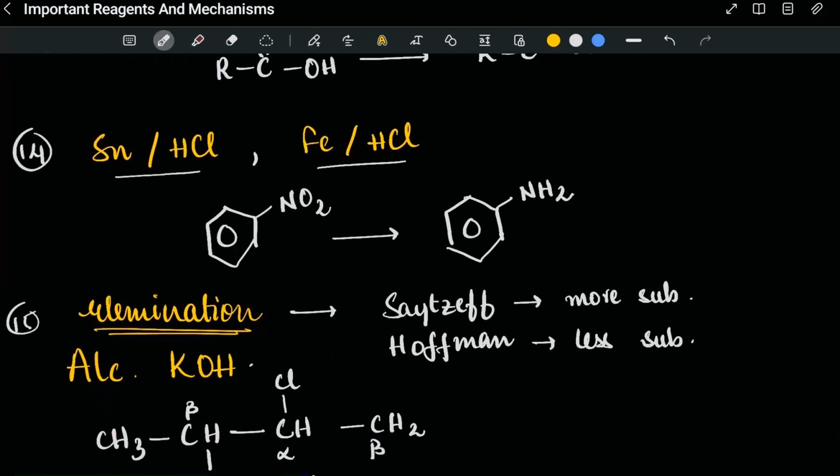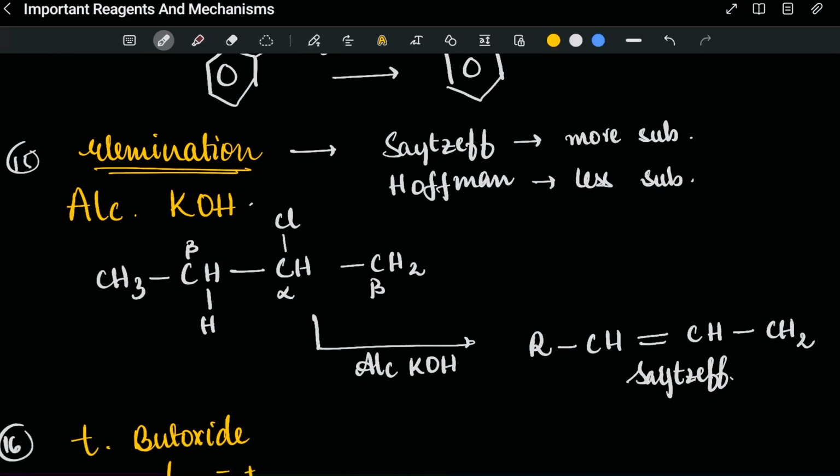Now, Sn/HCl or Fe/HCl, these are very important reagents which we will be seeing in the amines chapter. What it does is, it will substitute the nitro group with NH2. So it will remove the nitro group and form an amine. Okay, this can be done using Sn/HCl. A very repeated question this is. Sn/HCl or Fe/HCl, then just remove NO2 and put NH2.